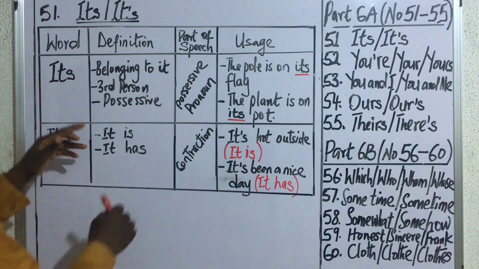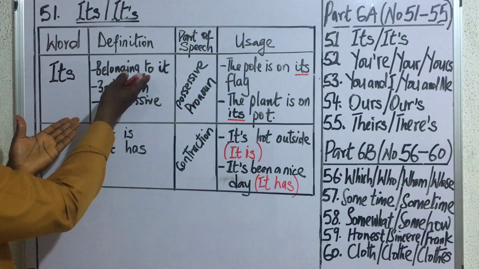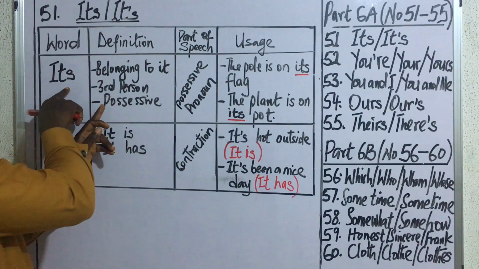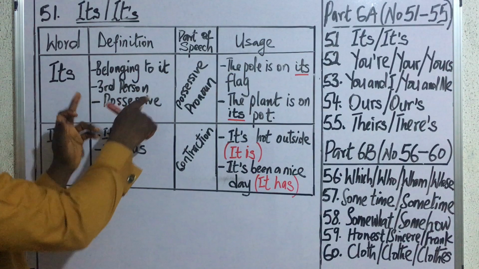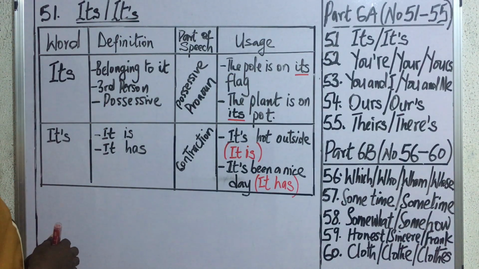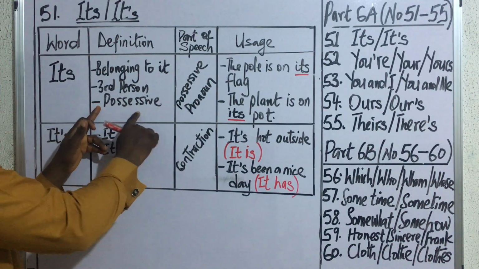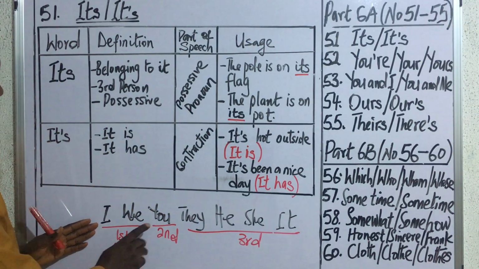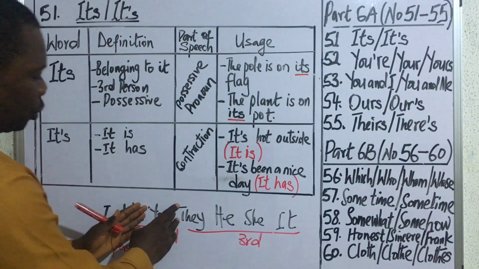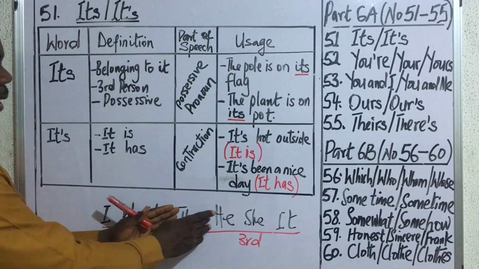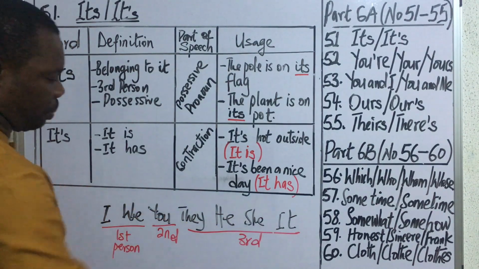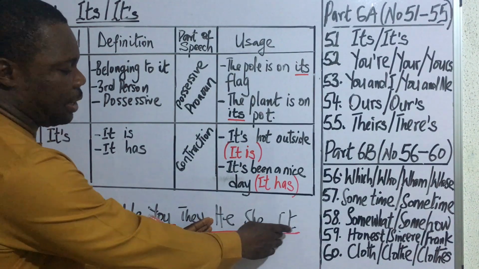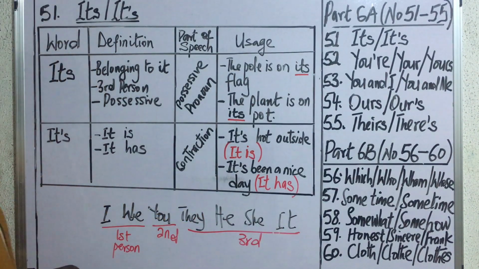This word means something that belongs to it. And then another thing you must understand about it is that it is a third person personal pronoun, and it is the possessive form of that personal pronoun. Among these personal pronouns, I and we are used for first person, you is used for second person, they, he, she, and it are used for third person. Now, they is plural, while he, she, and it are used for singular third person.